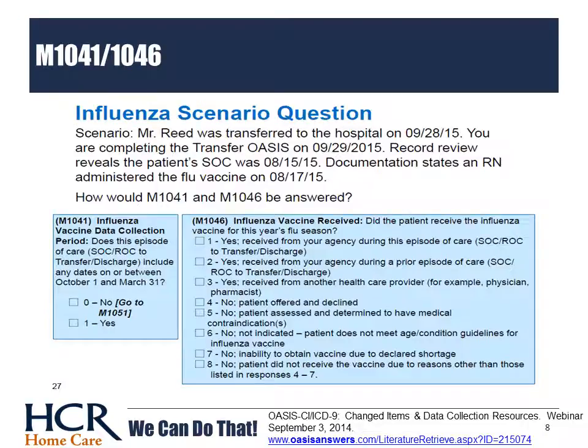So let's go through an example. The scenario is Mr. Reed was transferred to a hospital on 9/28/15. You're completing the transfer OASIS on 9/29/15. Record review reveals the patient's start of care was 8/15/15. Documentation states an RN administered the flu vaccine on 8/17/15. How would M1041 be answered? Pause the presentation to think about your response.